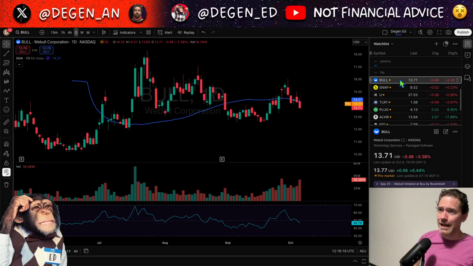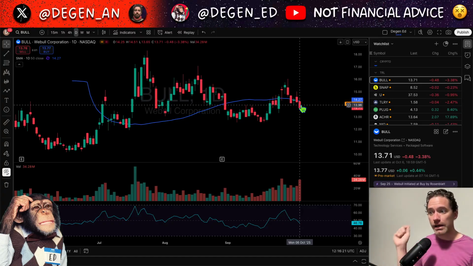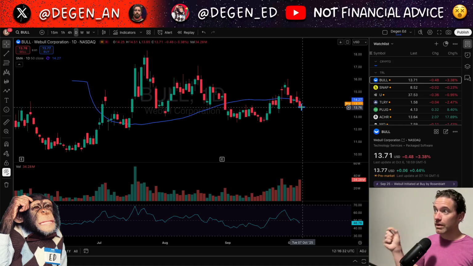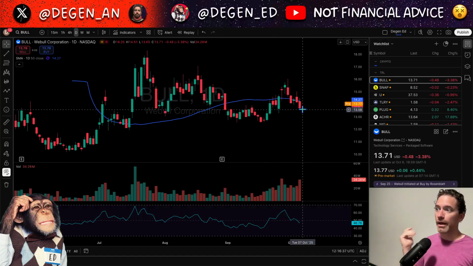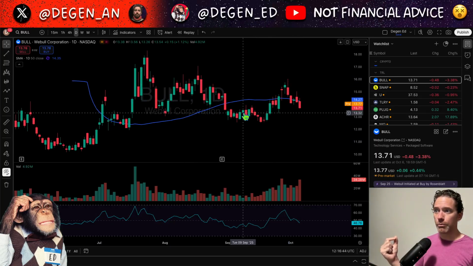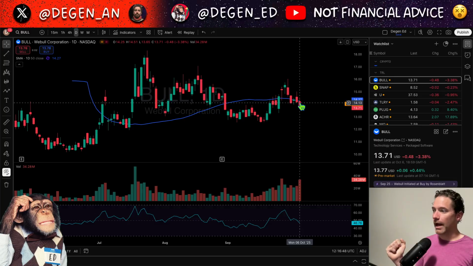Looking at the Webull chart before I get into it, we did close yesterday, Monday, October 6th, at a price of $13.71, and I am recording this in the pre-market on Tuesday, October 7th. With that close at $13.71, we closed below and broke below that blue line, which is the 50-day simple moving average. We've been above it here, we broke below it here, got a short-lived break above it, and now we are back below.